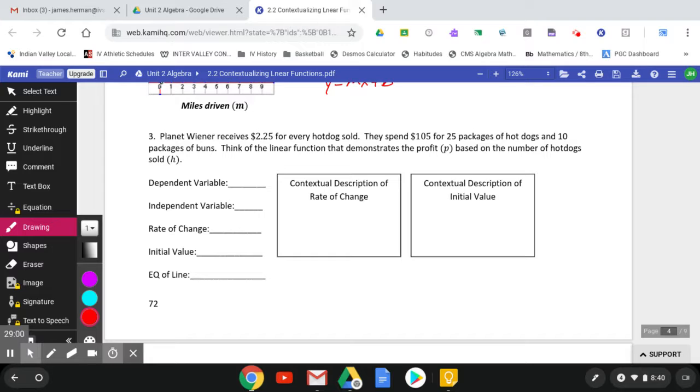Althea? P and H, but which is which? P is what? Good. P depends on how many hot dogs I sell, right? It says P based on. So that tells you it's dependent. Okay, so what's the rate of change? How many people think it's 2.25 for every hot dog? So that's going to be my rate of change.